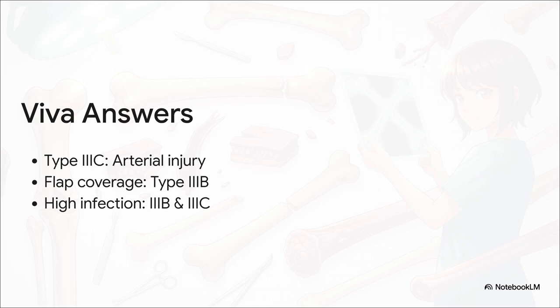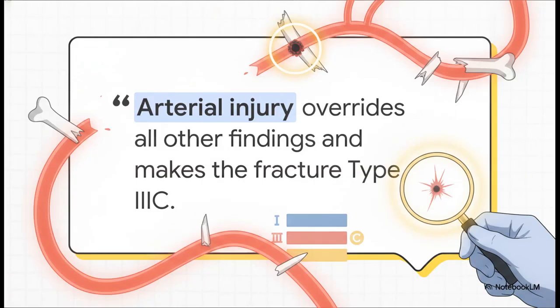Let's validate those answers. The sole determinant of Type 3C, that's an arterial injury requiring repair. Spot on. And the type that strictly requires flap coverage, that is Type 3B. And hey, just remember the rule of threes for the absolute highest infection risk. It's always your Type 3B and 3C fractures. We're going to conclude with this golden rule. Arterial injury overrides all other findings and makes the fracture a Type 3C. It literally doesn't matter if the wound is a tiny half-centimeter puncture. If that artery is compromised, the entire limb is on the line.